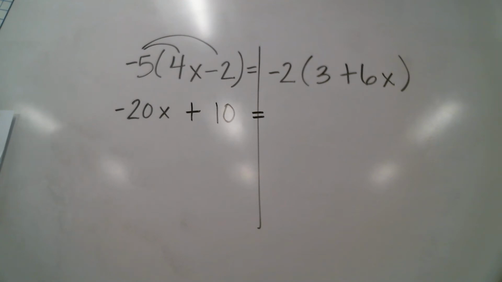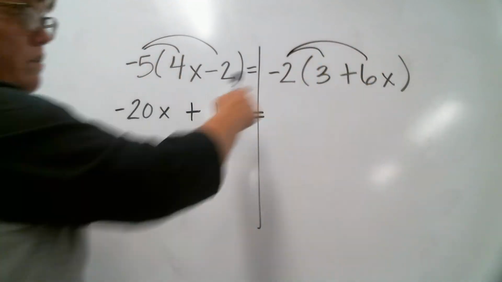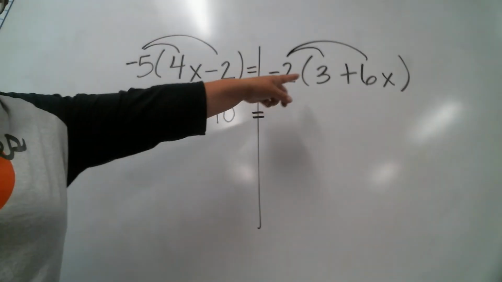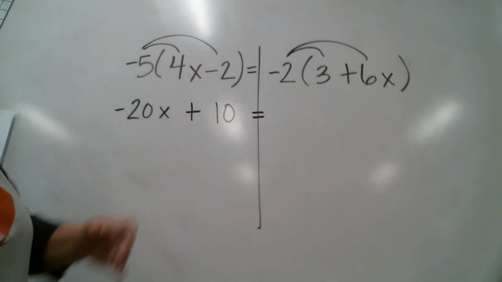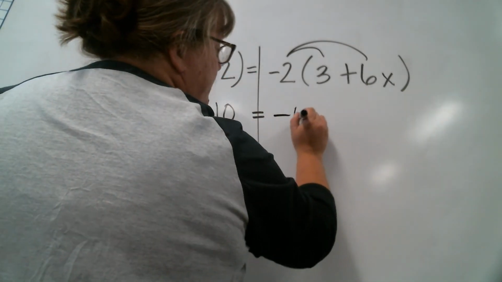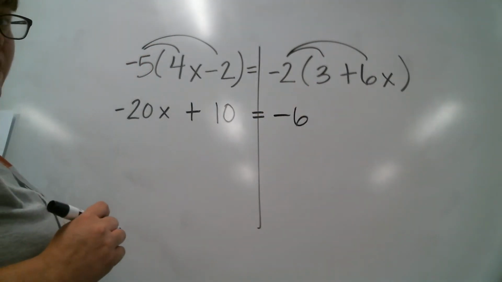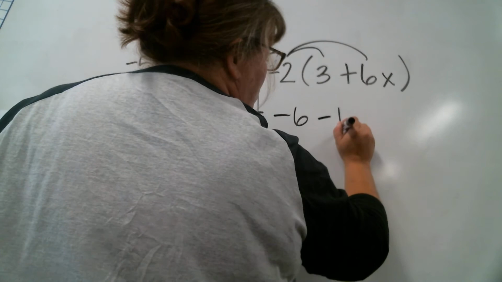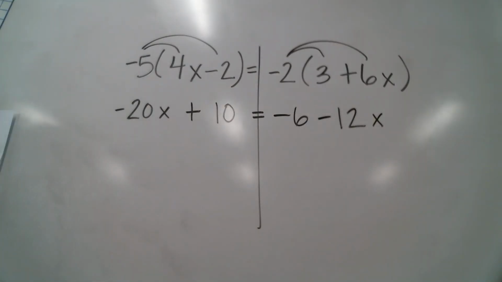Okay? And then over here, I'm going to take care of the distributive property on the other side as well. And I've got a negative 2 that needs to be distributed to everything in the parentheses. So negative 2 times 3 is negative 6. And then negative 2 times positive 6x is negative 12x.